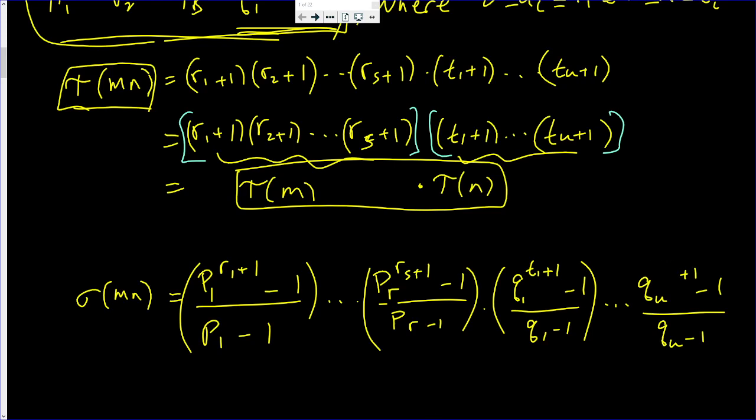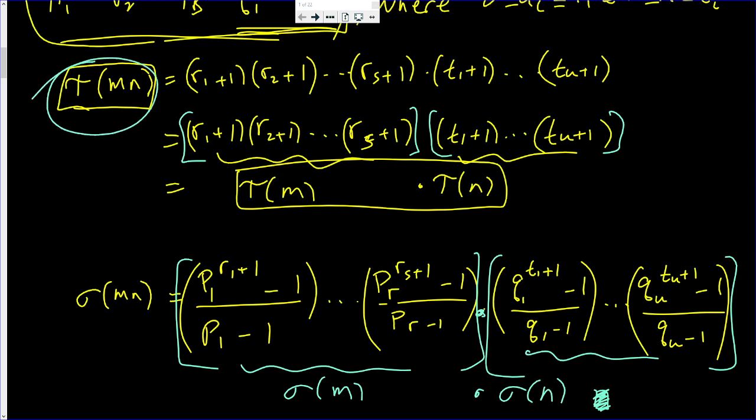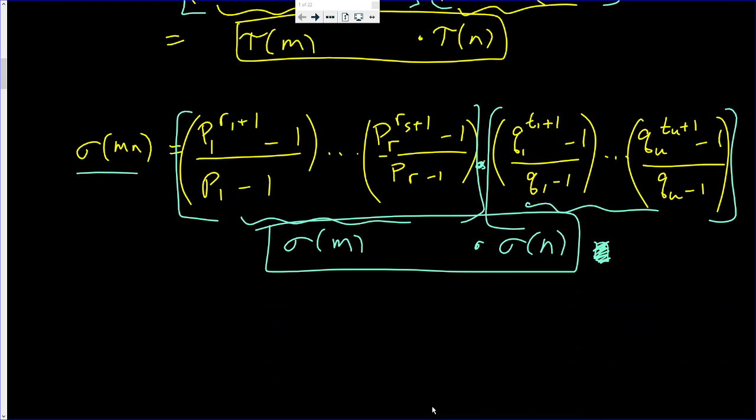I made a typo up here. It shouldn't be t times u. It should be t sub u. And just to save a little time, I could bracket it like this, and this here is sigma of m, times this here, that's sigma of n. But that's exactly what I wanted to prove. It does turn out that the tau function is a multiplicative function, and the sigma function is also a multiplicative function. Is it always true?